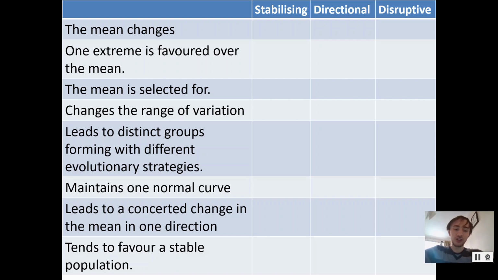Leads to a concerted change in the mean in one direction. That would be directional. We're moving it in one direction, either up or down. And tends to favour a stable population. Well, the clue's in the name, stabilising. We're going to keep a stable population. Eventually, everybody should be the same.